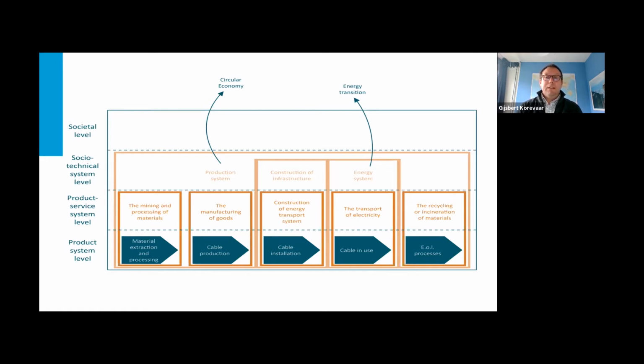And there you see that this example of simply producing an electricity cable immediately leads to the necessity of understanding the complexity of the energy transition. That's not only the cable anymore. You have to understand how the energy system will look in the coming 30 years and how that influences your production at this moment.